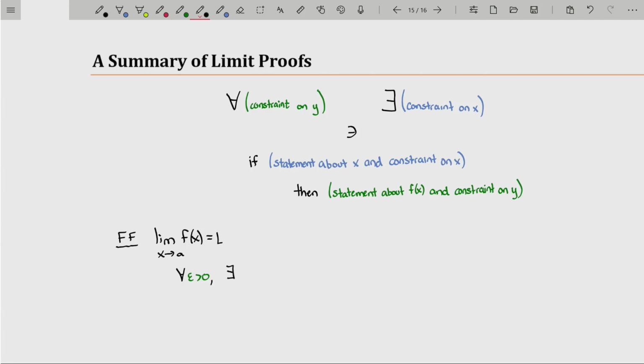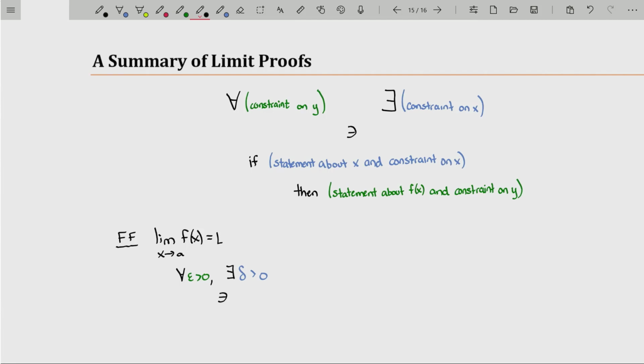Then we have this there exists statement. There exists some constraint on x. Well, again, with the finite-finite case, since x is approaching something finite, our constraint is a delta neighborhood. And that delta neighborhood exists as a bound around our central x value, which is a. Well, okay, so for all epsilon greater than 0, there exists a delta greater than 0 such that.